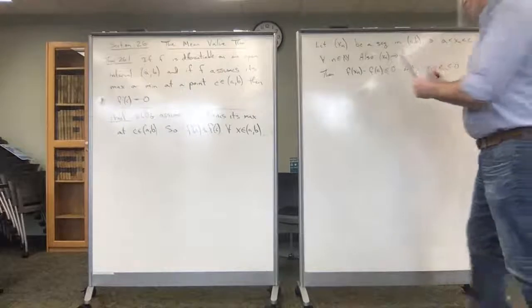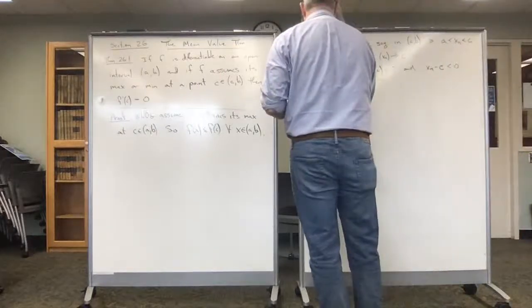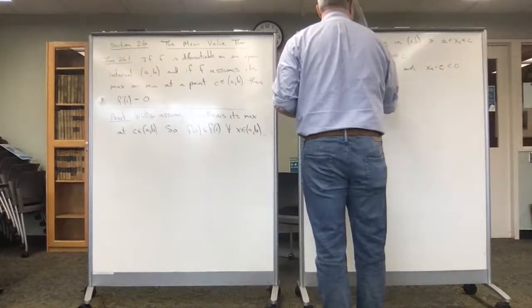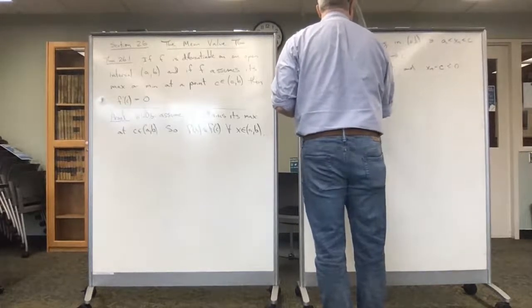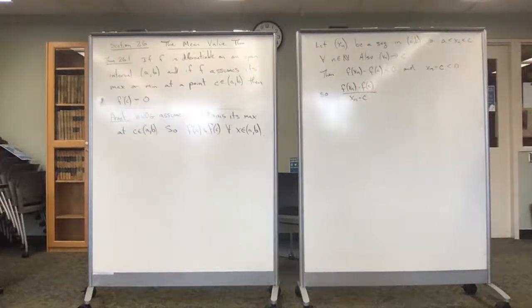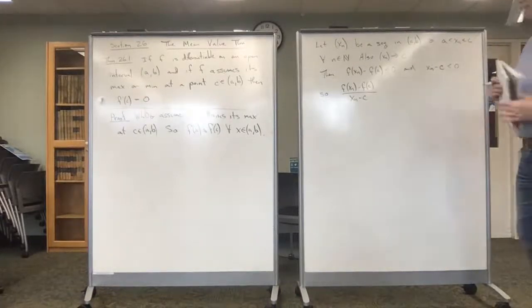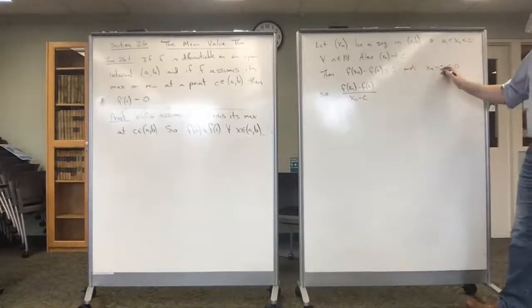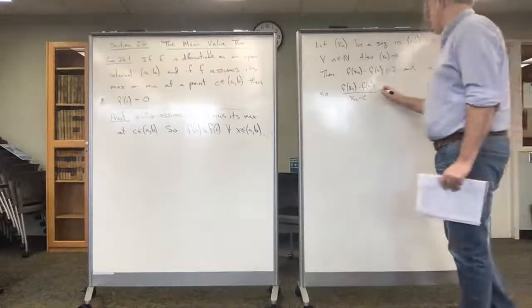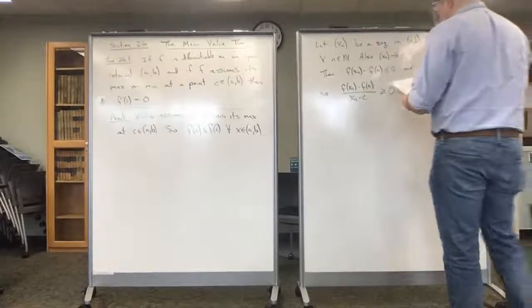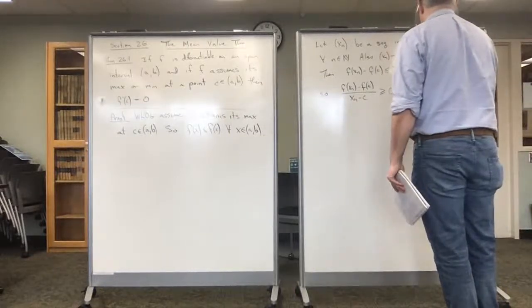So what if we looked at the following: f of x sub n minus f of c over x sub n minus c? What do you think of that one? Positive or 0, because both of these are less than or equal to 0. So this one must be greater than or equal to 0 for all n.